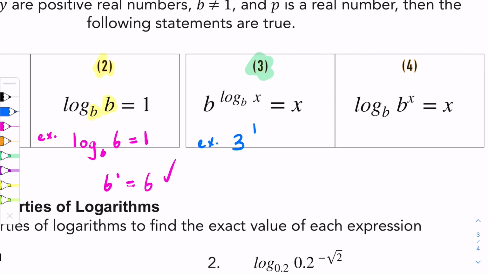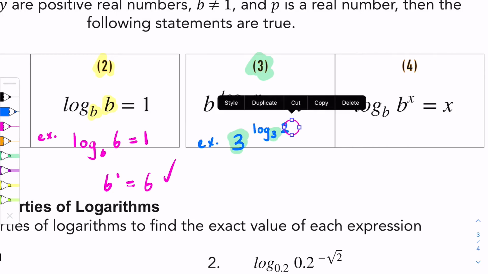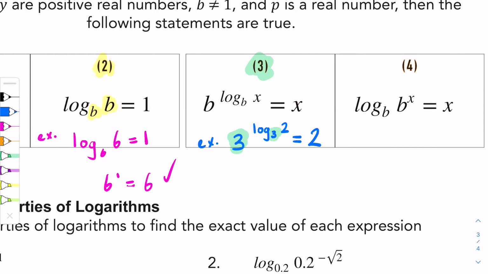3 raised to the power of log base 3 of 2. Because we have the base of the exponent and the base of the log the same, we know that the answer is going to be this number here. So this answer is equal to 2.